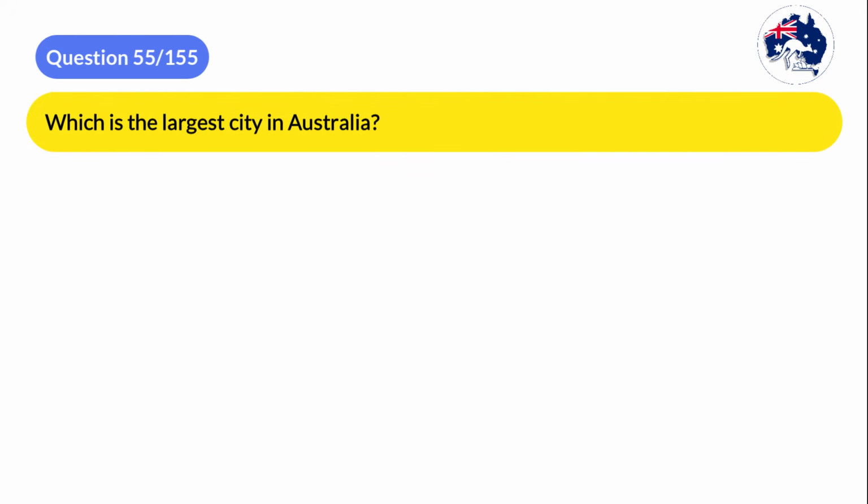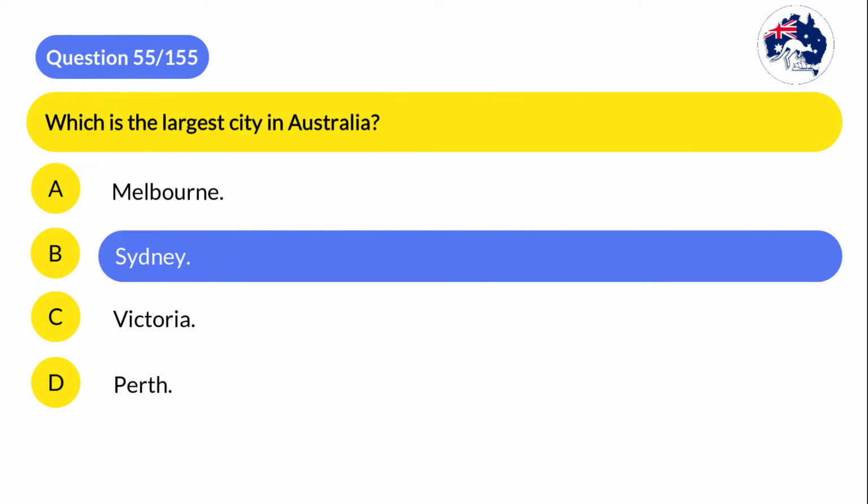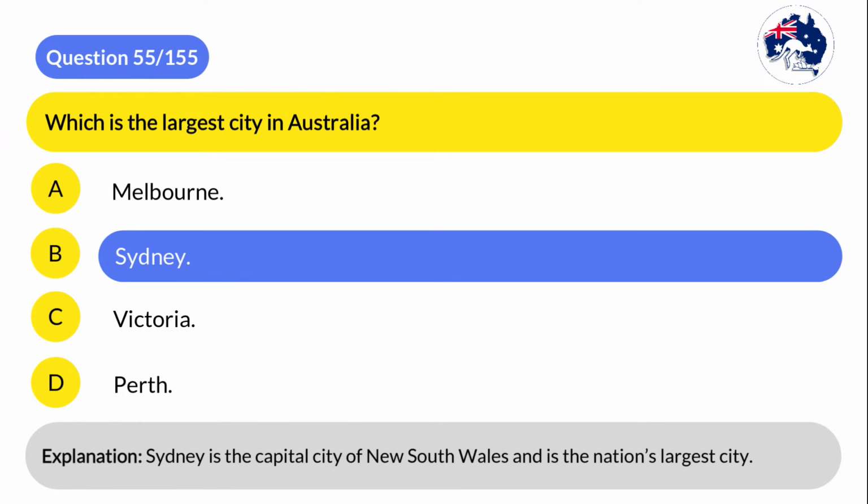Question 55. Which is the largest city in Australia? A. Melbourne. B. Sydney. C. Victoria. D. Perth. The correct answer is B. Sydney. Explanation: Sydney is the capital city of New South Wales and is the nation's largest city.